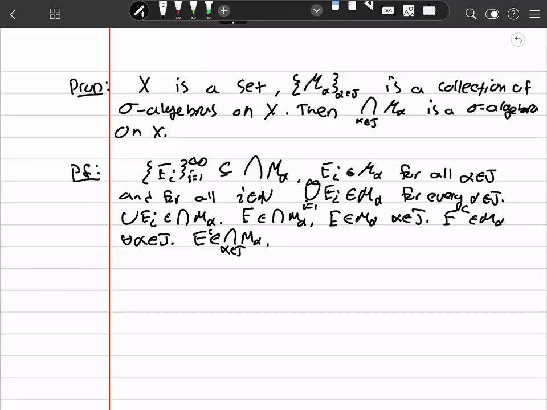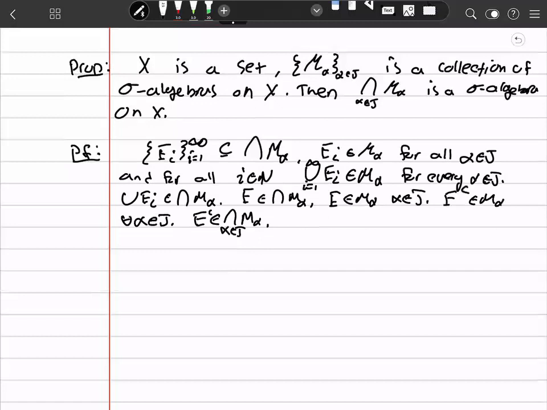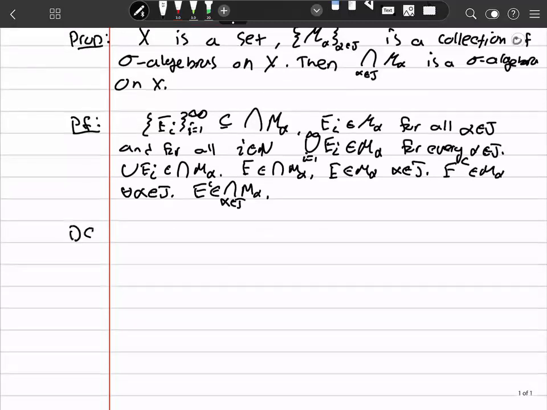So we have that the intersection of an arbitrary family of sigma algebras is a sigma algebra. Now, what we can do is define a sigma algebra generated by a set. Okay, so this is going to be a definition.